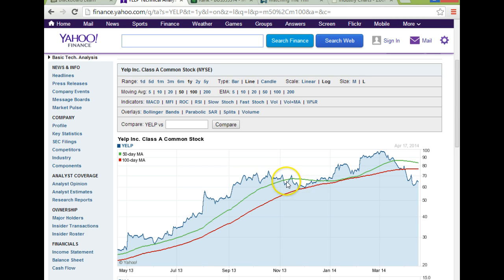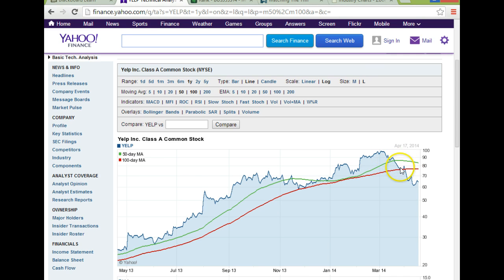Once it's between the 50 and 100, the 50 becomes the resistance and the 100 becomes the support. And we see Yelp bouncing off the support and finally piercing the resistance. And once it pierced the resistance here, or the 50-day, we could see a nice upward trend of Yelp. But now we see the exact opposite. We see Yelp coming below the 50-day and now piercing the 100-day.